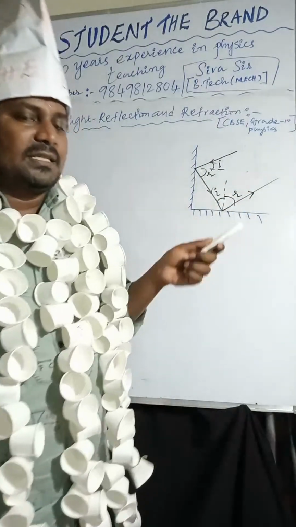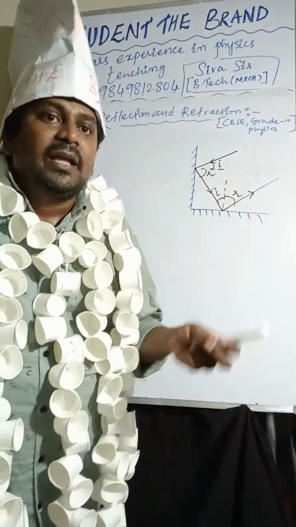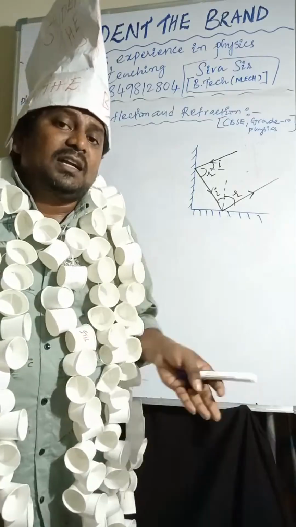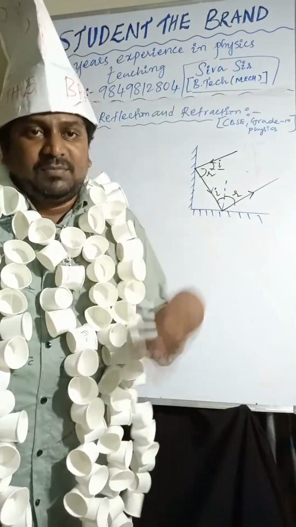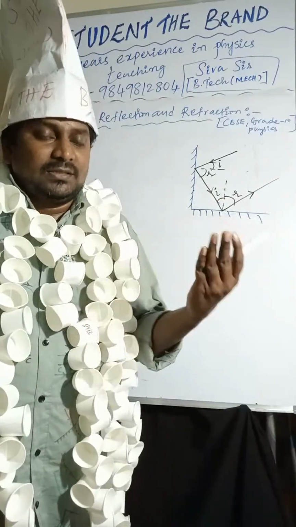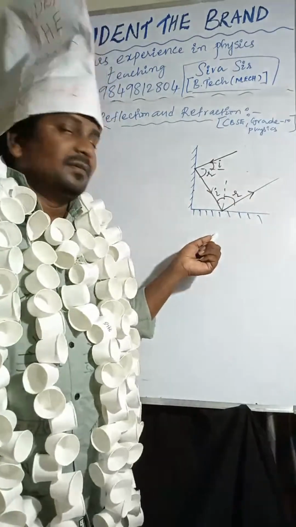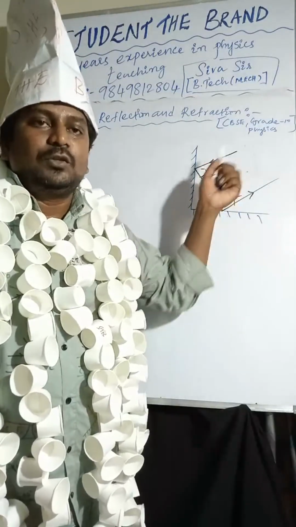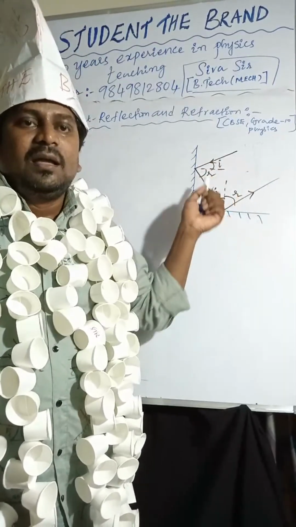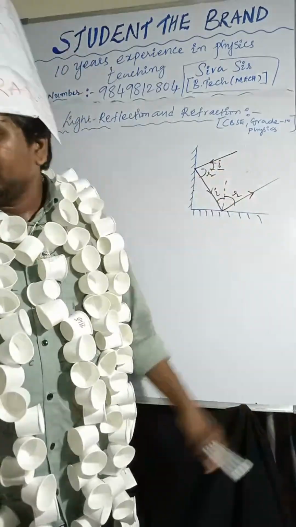Under what conditions will the incident ray and reflected ray always be parallel to each other? How do you arrange two plane mirrors in such a way that the incident ray and reflected ray are always parallel? Only in this case: when the two plane mirrors are arranged perpendicular to each other, making 90 degrees, then the incident ray and reflected ray both become parallel to each other.